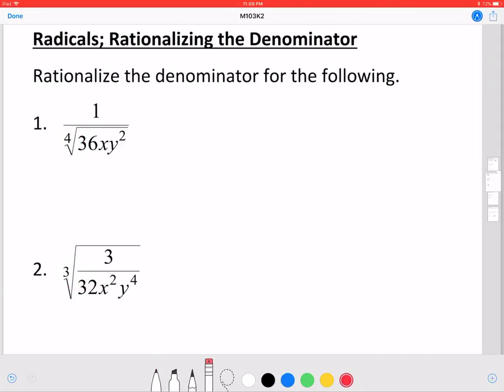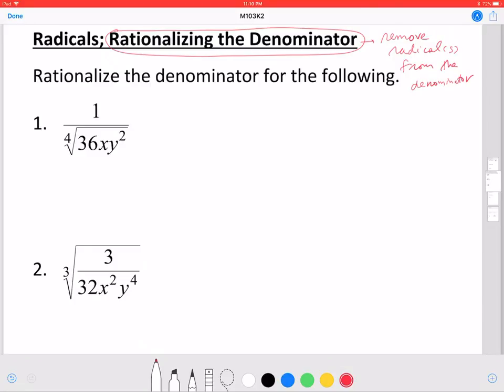Okay, let's do a quick recap. Rationalizing the denominator has two meanings. Actually, the two are pretty much the same. This means to remove the radical, or radicals, sometimes you could have two radicals, from the denominator. Meaning you've got to have a fraction, otherwise you don't have a denominator. As you can see, number one, clearly there's that fourth root in the denominator.